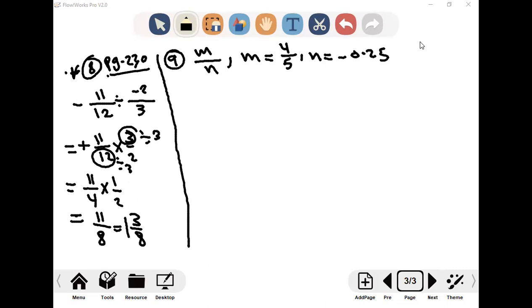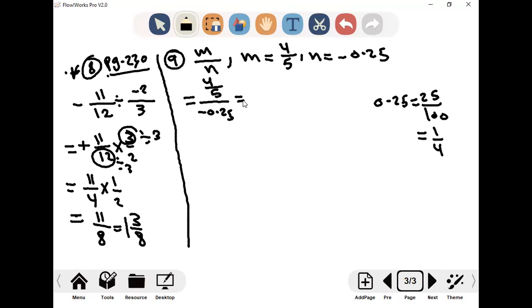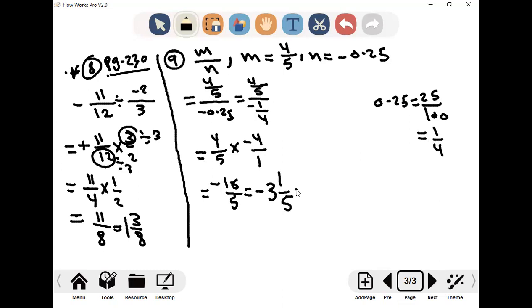Yeah, let's do it. m over n equals m, 4 over 5, n, negative 0 point. We convert negative 0.25 to a fraction. So this equals 4 over 5 over negative 1 over 4, right? Division of fractions: the first stays the same, the division becomes multiply. Equal negative 16 over 5, negative 3 and 1 over 5. Is it your answer, negative 16 over 5, or the opposite? See your mistake, where is it?